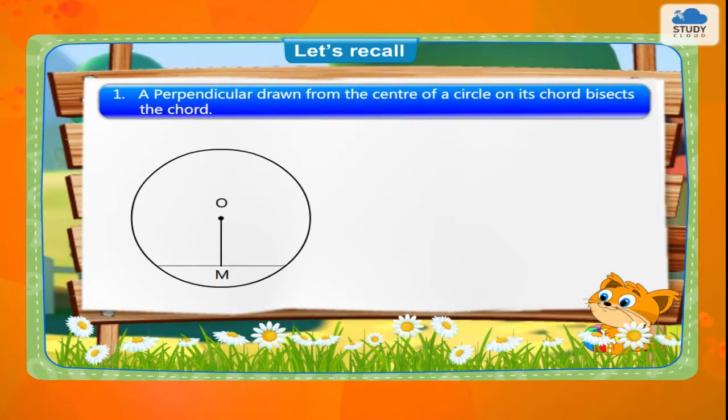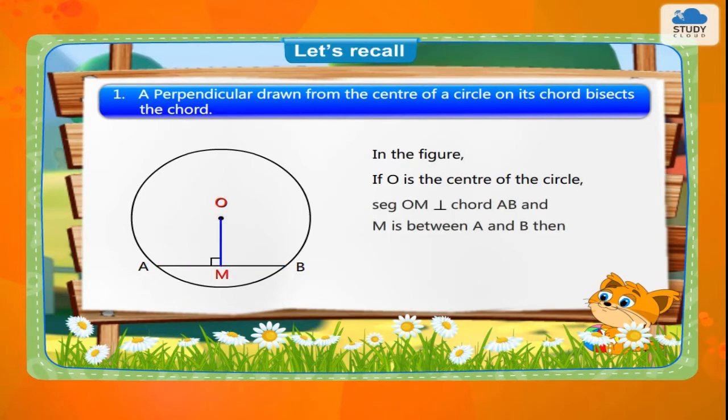Let's recall. 1. A perpendicular drawn from the center of a circle on its chord bisects the chord. In the figure, if O is the center of the circle, segment OM is perpendicular to chord AB and M is between A and B, then AM is equal to MB.